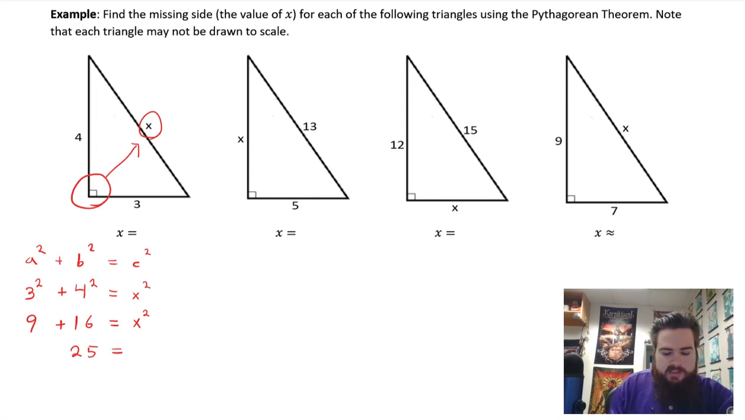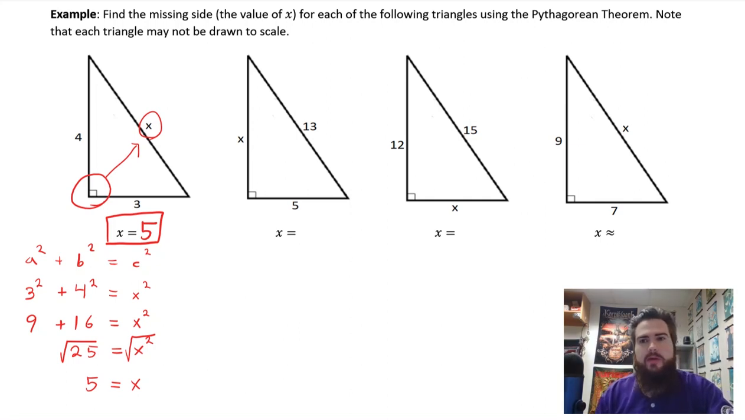Therefore, 9 and 16 make 25. That is equal to x squared. Since we are solving for x, we need to do one more step to get x by itself. That is taking a square root of both sides. If I do that, I have my final solution that x is equal to 5. So that is my first answer.